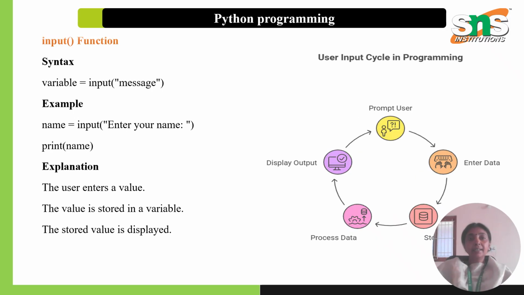Example, here the input function, the syntax is variable equal to input of message within the double quotes. Example, if you are getting name, variable name is name equal to input of "enter your name". And then you are printing using print statement, name you are printing. If you are executing this program, the user enters a value. The value is stored in a variable. The stored value is displayed.